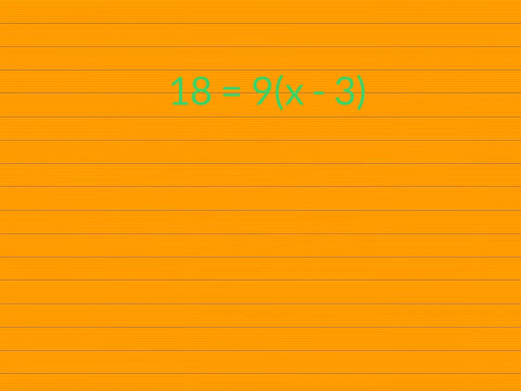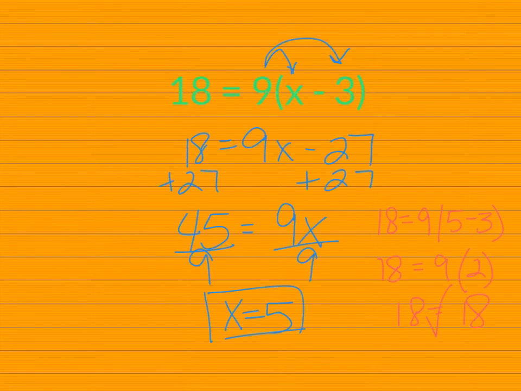All right, last one. I want you to try this one on your own, and then I will display the work here in just a second. All right, so here it is, x equals 5. And when I substitute 5 back into the equation, 5 minus 3 is 2. 2 times 9 gives us back that 18.